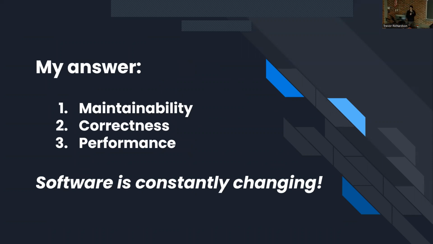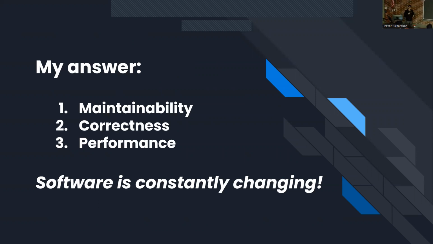Yeah, so this is my answer, right? Maintainability, then correctness. The main reason is that software is constantly changing. As your business or whatever you're doing evolves, you're going to change what you're doing for any particular piece of software. So right now it might just be a simple thing that hooks these two pieces together, but then it gets a new feature and a new feature and a new feature.